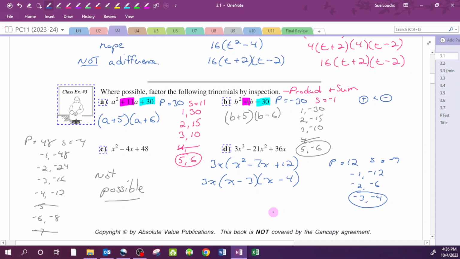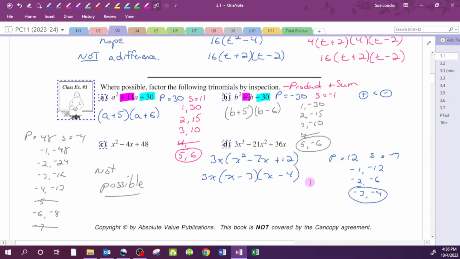And I think that it's always a good idea to FOIL these out again, to multiply them out again. It's quick. It's something that you want to be really good at, and you want to make sure that your answer is right. So it doesn't take long to take a piece of scrap paper or whatever and just FOIL it out and make sure you're getting what you think you're getting, okay? I do think that's a good idea.